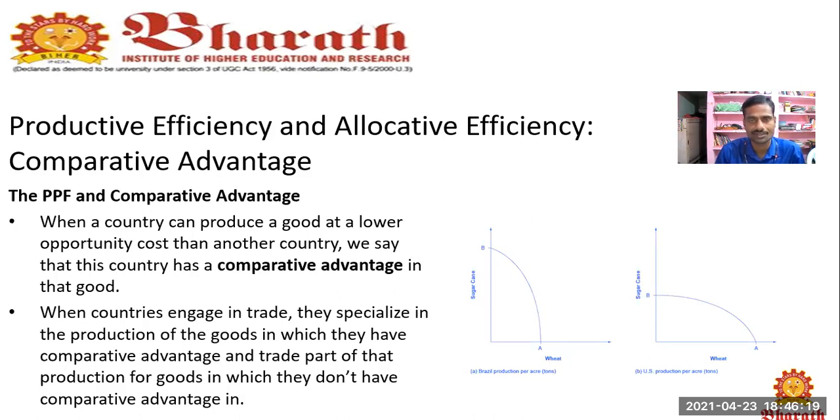Productive efficiency and allocative efficiency: comparative advantage. When a country can produce a good at a lower opportunity cost than another country, we say that this country has a comparative advantage in that good. We should take the current situation.